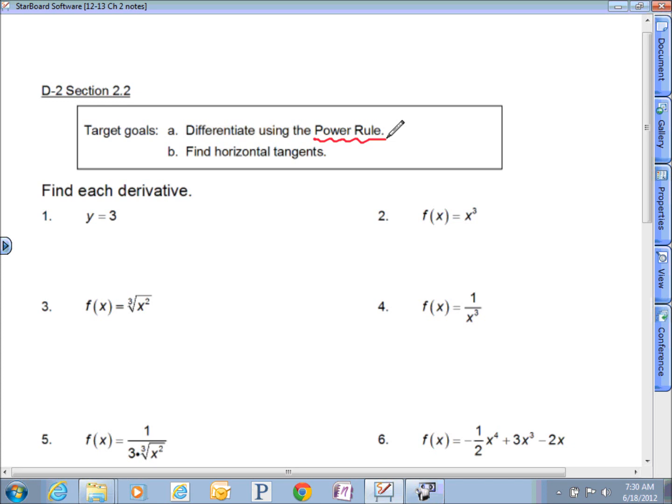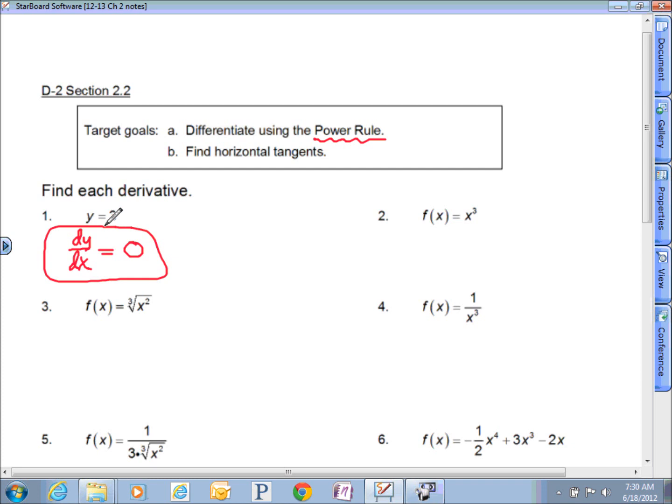So this first one, I'm going to find the derivative. Get used to the fact that dy over dx means I'm taking the derivative of y with respect to x. So what is dy over dx? Well, what's the derivative of 3? 3 is a constant. By definition, a constant doesn't change. So what is the rate of change of this function? It would be 0. So a little note for everybody: the derivative of a constant is always 0.